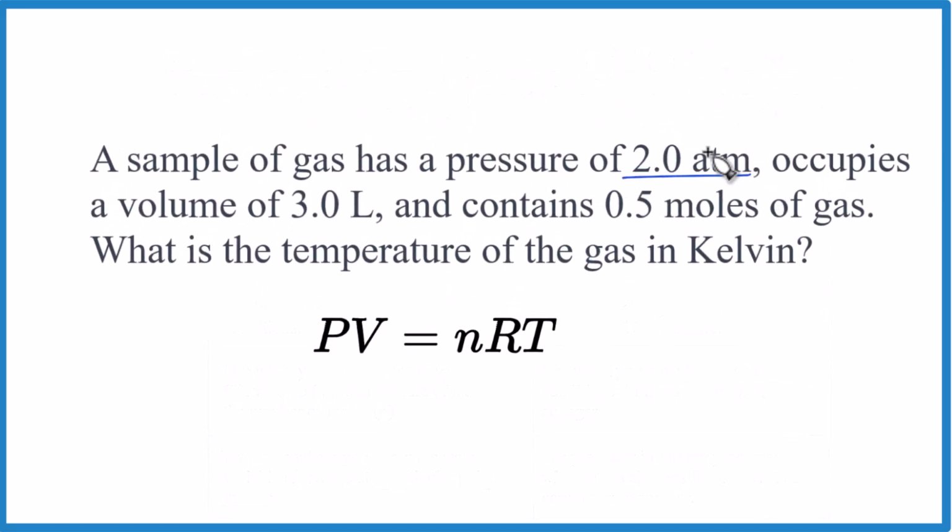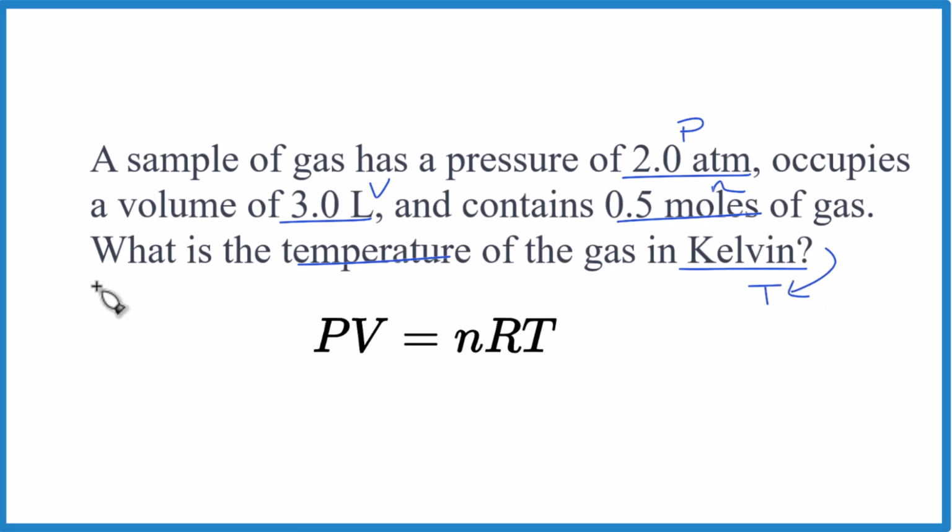So we have a pressure right here. We have a volume. We have moles, that's n. In our equation, R is a constant, and we're looking for the temperature that's going to be in Kelvin, that's T. So that's what we're actually looking for right here.